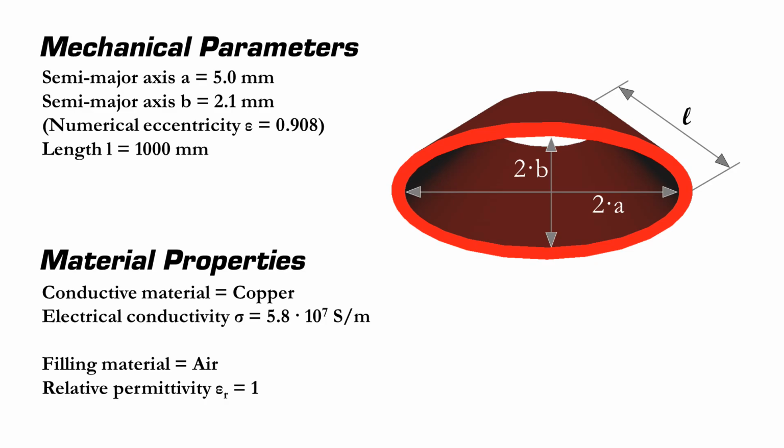The waveguide has a length of 1 meter with semi-major axis A equal to 5 mm and semi-major axis B equal to 2.1 mm. This results in a numerical eccentricity of 0.9 for the elliptical waveguide. The conductive material is copper, while the filling material is simply air.